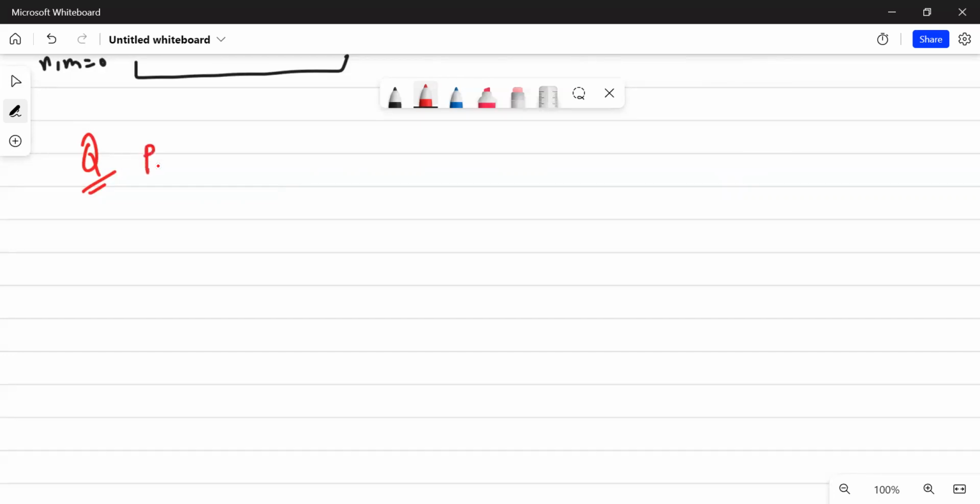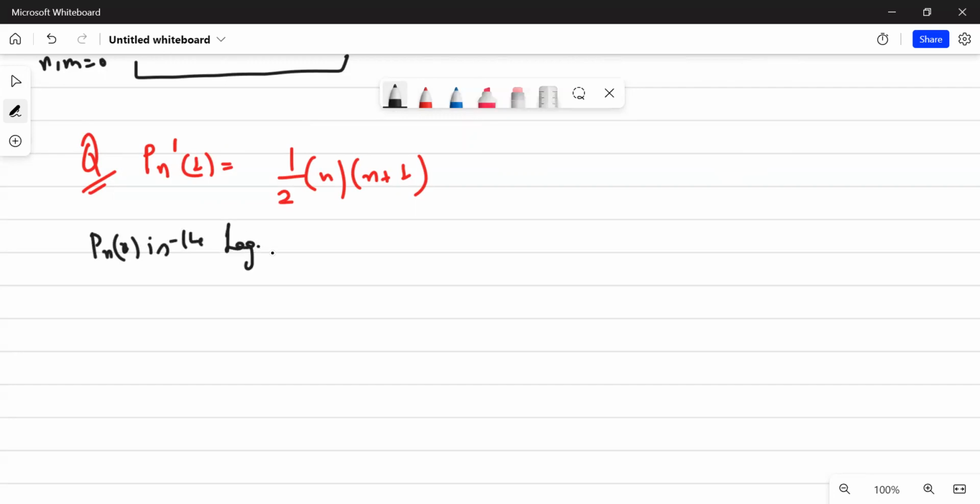So I'm writing Pn dash 1. And I'm giving you the answer. This is equal to 1/2 n into n plus 1. So always remember that Pn x is the Legendre's polynomial, and this satisfies the Legendre's differential equation, isn't it? So always remember this.